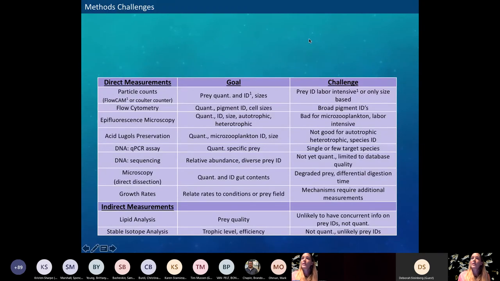So with bottle incubations, there are a lot of different measurements that you might want to make to characterize the prey community. And this is an overwhelming table for a reason, to show that there are a lot of different methods to look at different components of the prey community, and they all have their good things and their challenges. Some characterize pigments effectively, some of them characterize the diversity but aren't yet quantitative. Some of them only give you size ranges, etc.